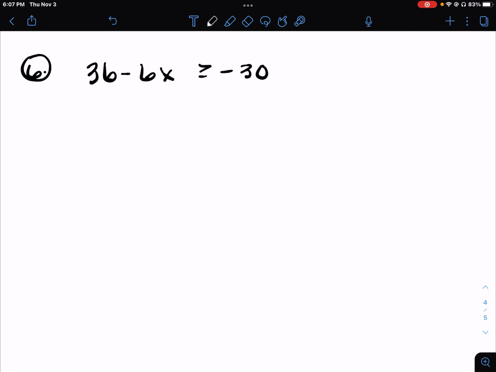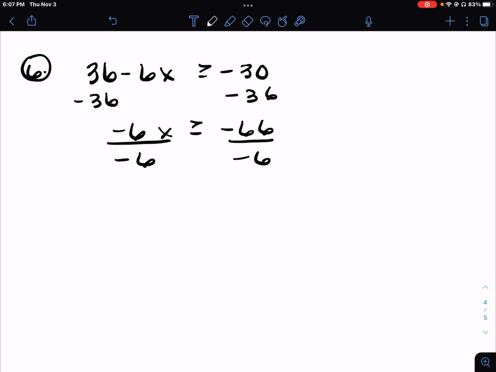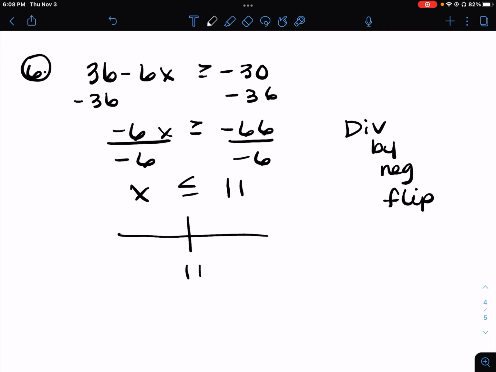Okay, solve, we're going to subtract. The symbol stays the same when you subtract. Now here's where it flips. Divide by negative. So that becomes less than or equal to 11. Less than or equal to is to the left and include with a bracket. Start on the left is negative infinity, and they stop at 11.